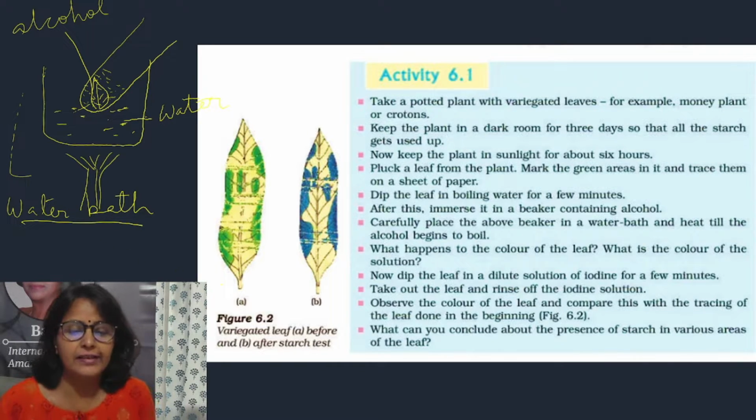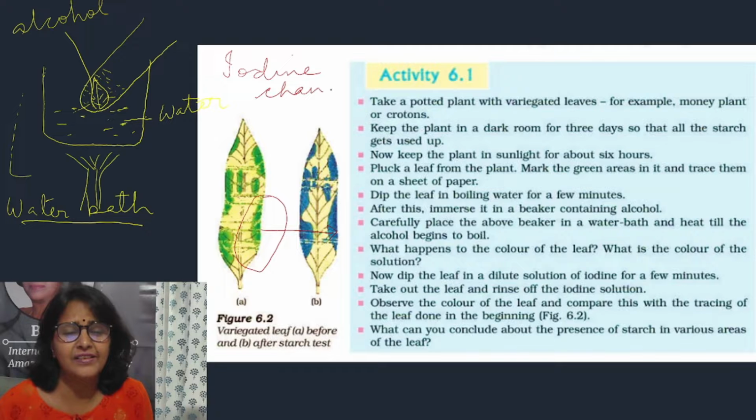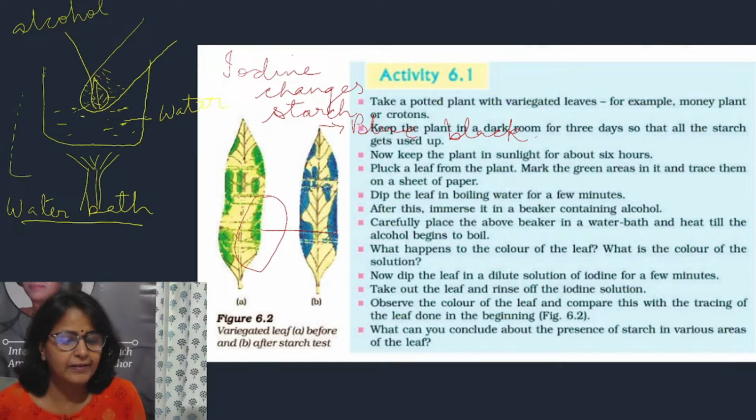What will happen in this? The portions which were green in color changed into blue black. Iodine changes starch. If starch is present over there, the color of that starch is changed to blue black. Okay, this is why this happens.